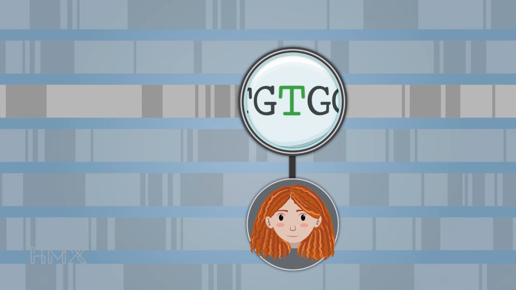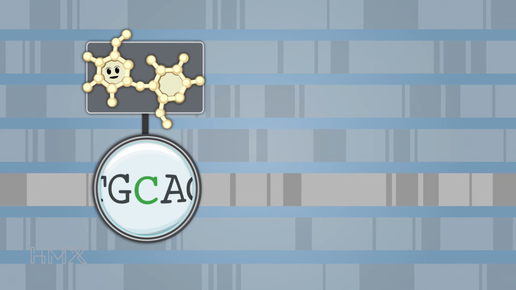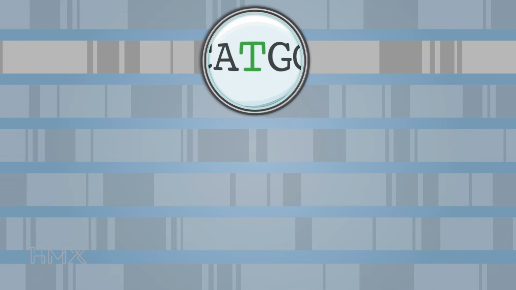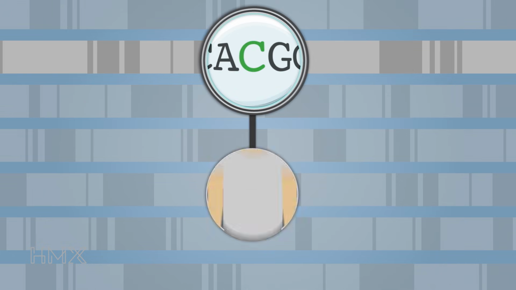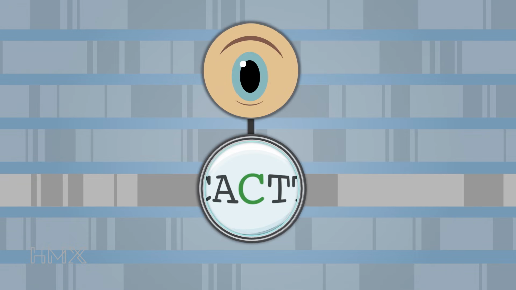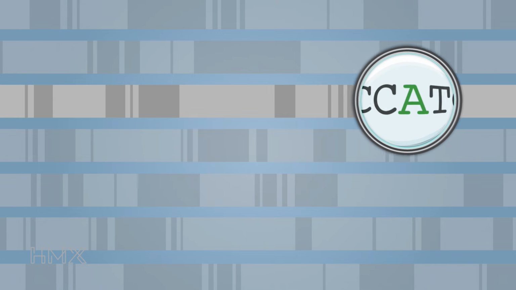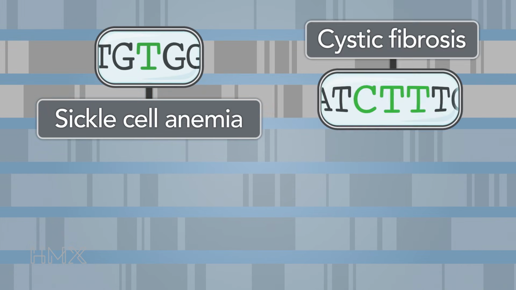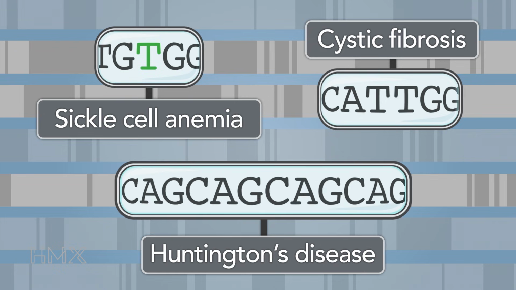Sequence changes in individual genes can determine if we have freckles, can digest lactose, have wet or dry earwax, are red-green colorblind, or are likely to have blue eyes, or think broccoli tastes bitter. Individual genes can also determine if we will develop sickle cell anemia, cystic fibrosis, or Huntington's disease.